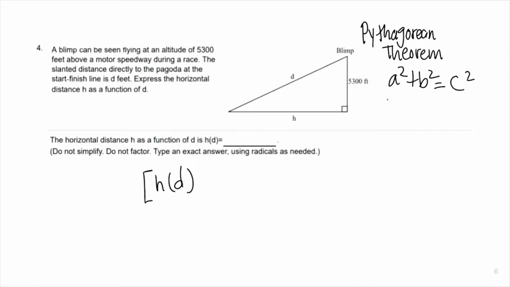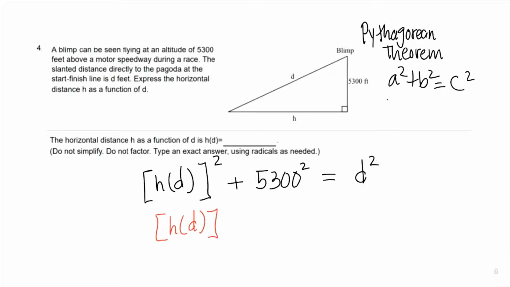So one of the letters is going to be h of d squared, and then the other one is going to be 5,300 squared is equal to d squared, because that's the part of the function that we are looking for. So the opposite of the right angle, that's the hypotenuse, so that's going to be d squared. And now I'm solving for d. I'm solving for h of d. Because they want us to find the horizontal distance. So that's h of d.